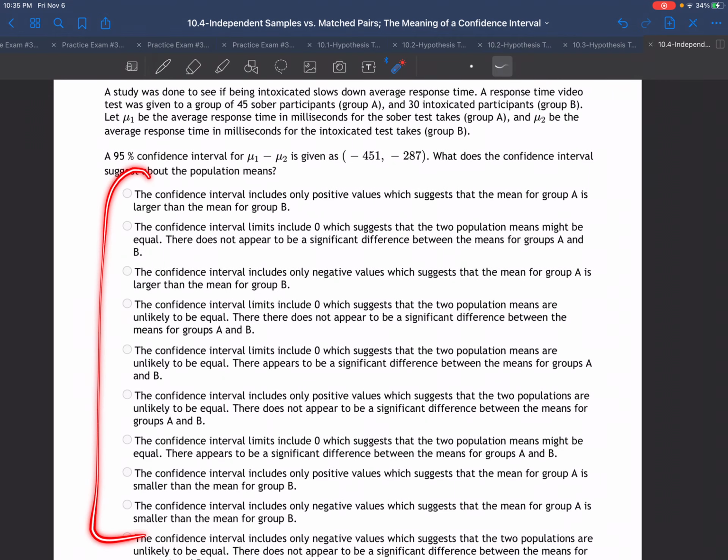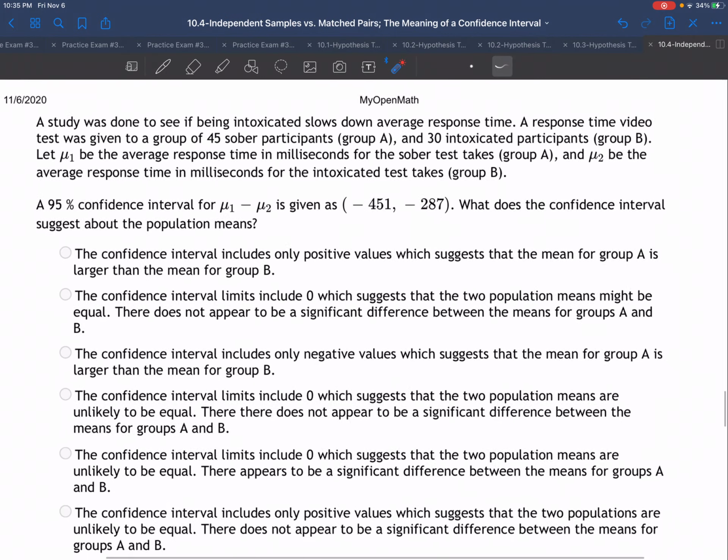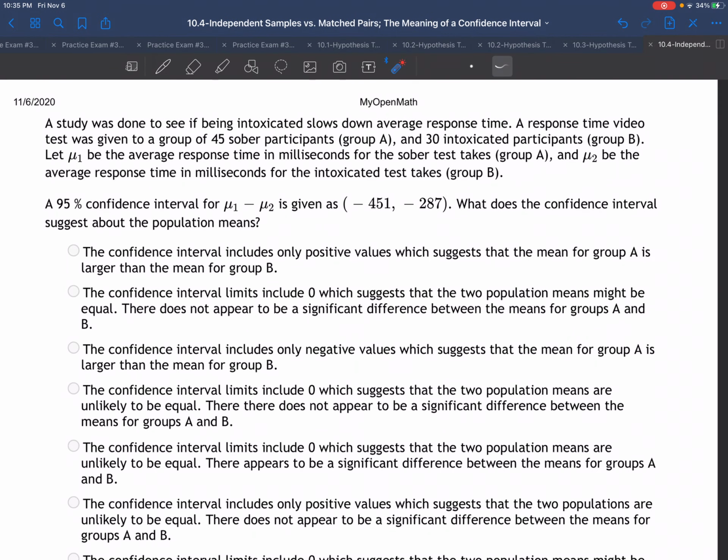And then there's 10 million answers. I give you a million answers because I want you to be super confident. I want to make it hard in the homework so that you're confident by the time you get to the exam.